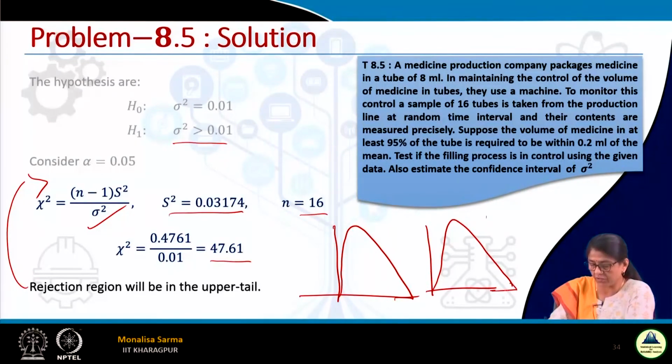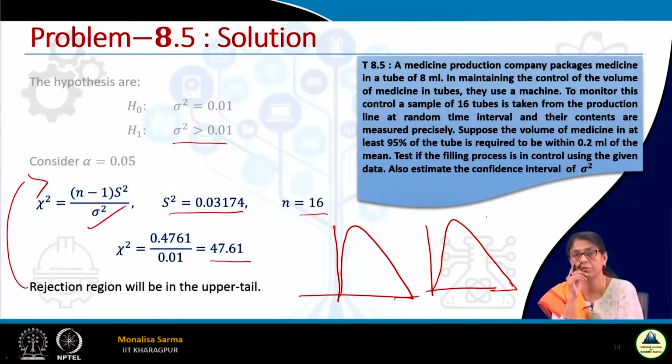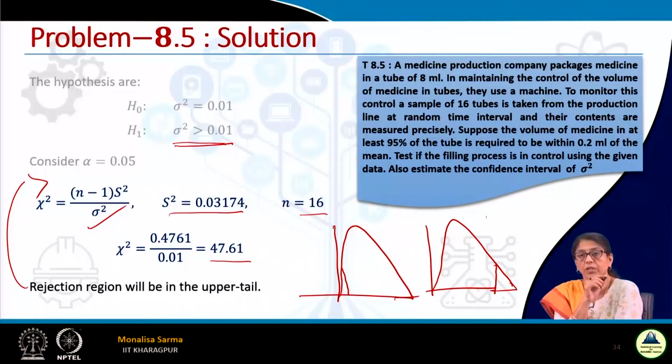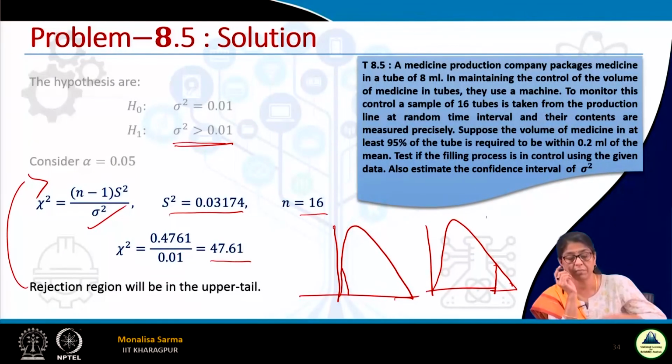It is not a normal distribution. Chi square is very much a skewed distribution. So we will be interested in the upper tail or lower tail. This is the upper tail, this is the lower tail. So when we are interested in finding out whether sigma square is greater than 0.01, our null hypothesis is less than or equal to. So if we get a value greater, that means we are rejecting the null hypothesis, isn't it? So our rejection result will be in the upper tail.